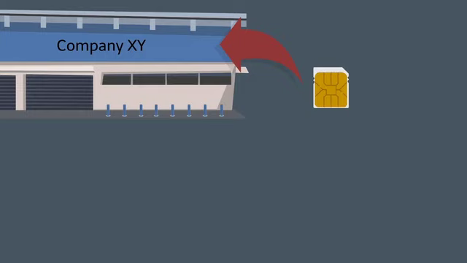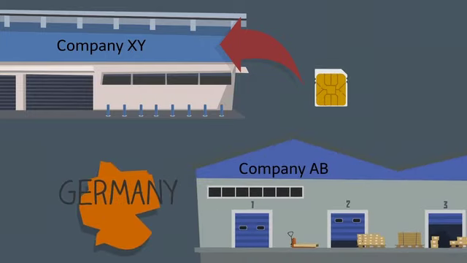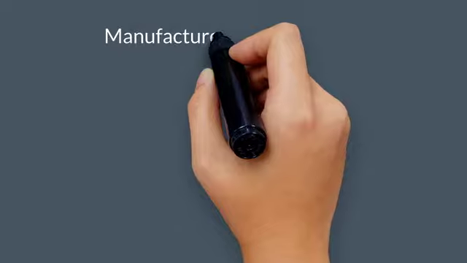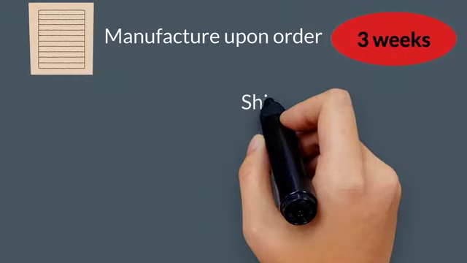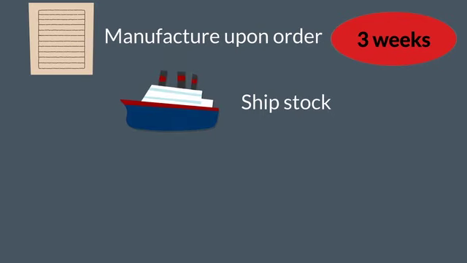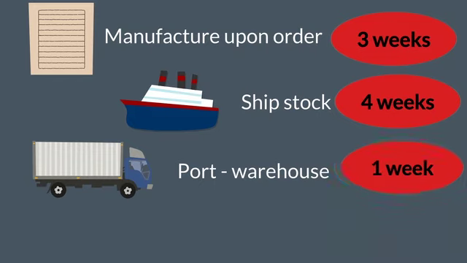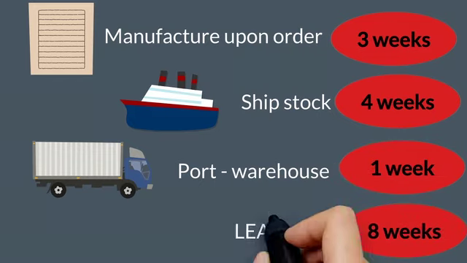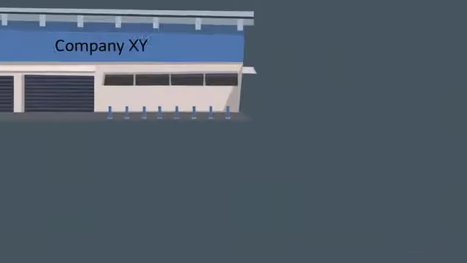Company XY uses high-value chips which are ordered from Company AB in Germany. Company AB manufactures on receipt of the order. This takes 3 weeks. Company AB then ships the stock from Germany to the US, which takes another 4 weeks. And then from the port in the US to the XY warehouse, it takes another 1 week. This means there is an 8-week lead time from the time of the purchase order to delivery of the product.